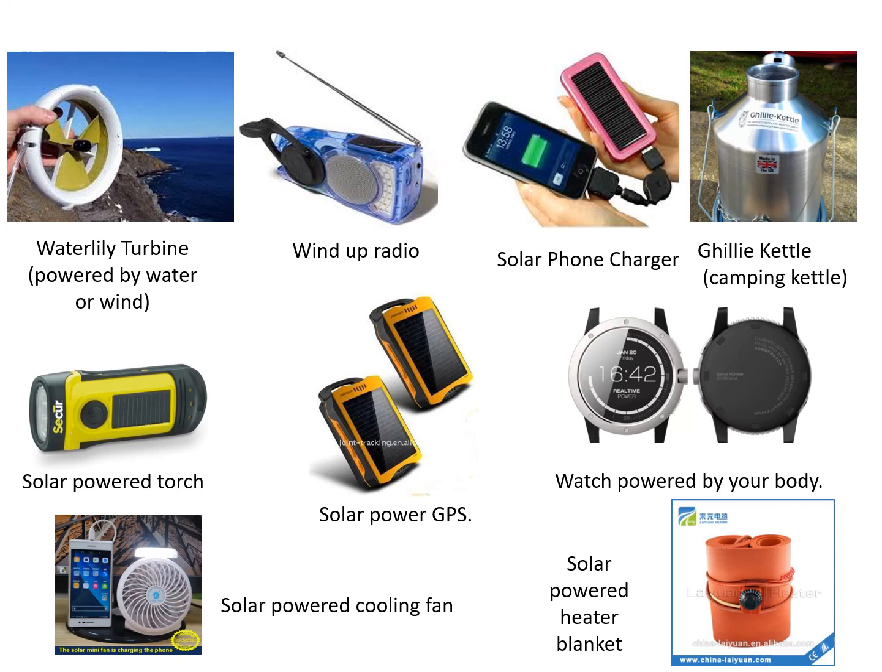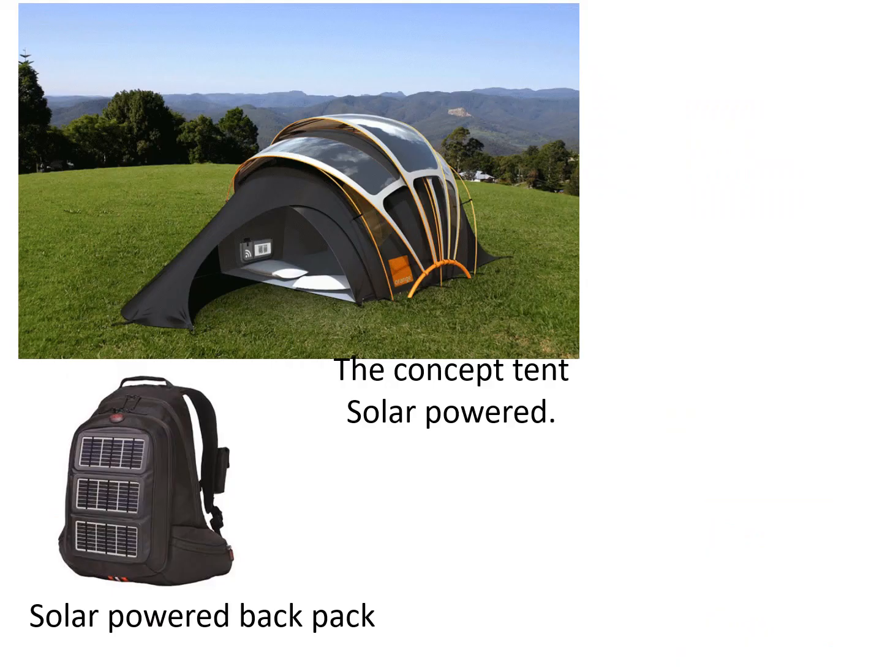There is a big push in today's society to use renewable energies, mainly because of the environmental impact that non-renewable energies have. We are trying to use renewable energies more in everyday products, and this may be something that they write in the exam. Here are some examples of how renewable energies have been used in everyday products. We've got wind-up radios, solar power phone chargers, camping kettles that are solar powered, heater blankets, solar powered GPS, and solar powered torch. Here is a tent that's solar powered, reducing the need for non-renewable energies. You can also get them in backpacks.